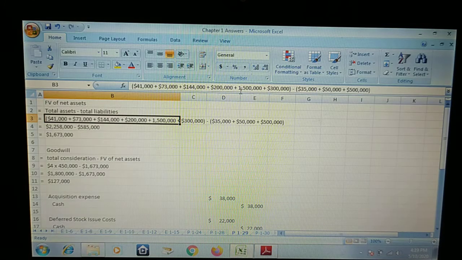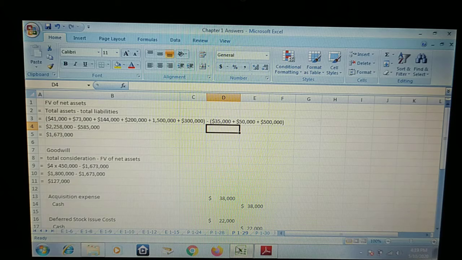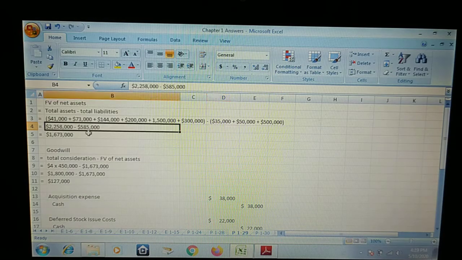Remember, the building is worth $1,500,000, so we do not use the book number. We use $1,500,000. And the same thing with the equipment. We do not use this number. Instead, we use this number, $300,000. Then we subtract the liabilities, which are the accounts payable, short-term notes payable, and bonds payable. And then we get $1,673,000 for the fair value of net assets.